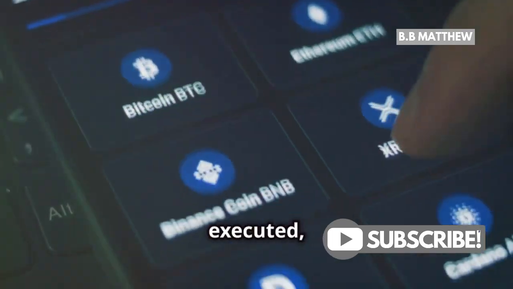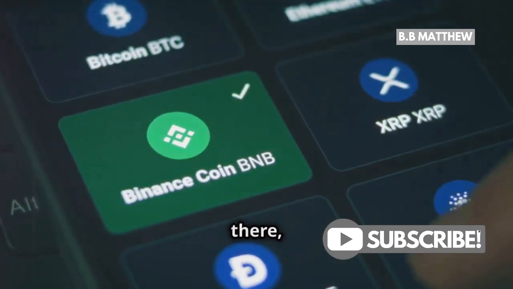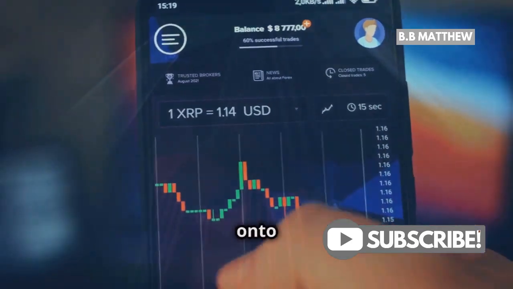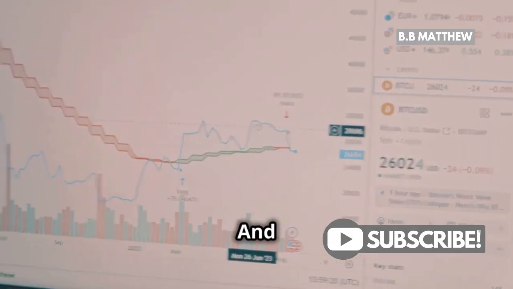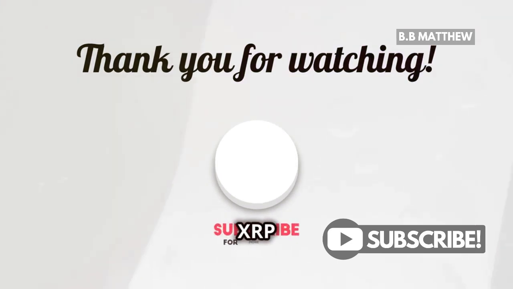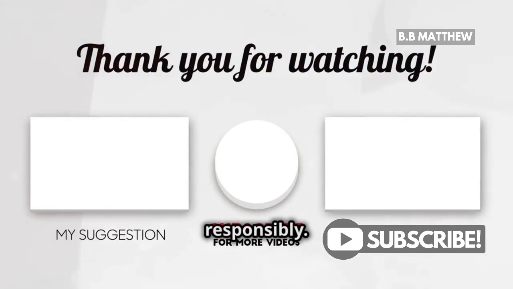Once your order is executed, your XRP will appear in your Bitstamp wallet. From there, you can monitor the market, hold on to your XRP, or withdraw it to another wallet as needed. And that's it. You're now ready to trade XRP on Bitstamp. Remember, always do your own research and trade responsibly.